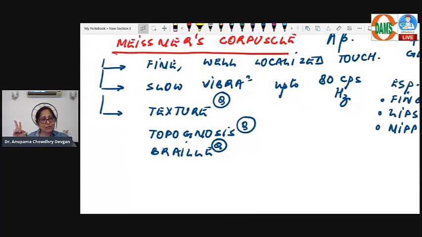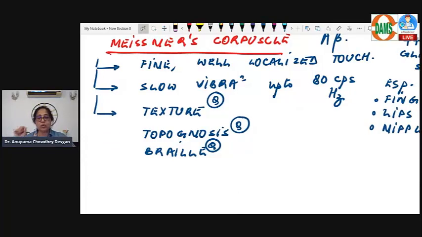So we've done two types of rapidly adapting receptors: Pacinian corpuscle, which is meant for fast vibration up to 800 cycles per second. And number two, Meissner's corpuscle, which is specific for fine, well-localized touch, for slow vibration, for texture, for topognosis, and for Braille.